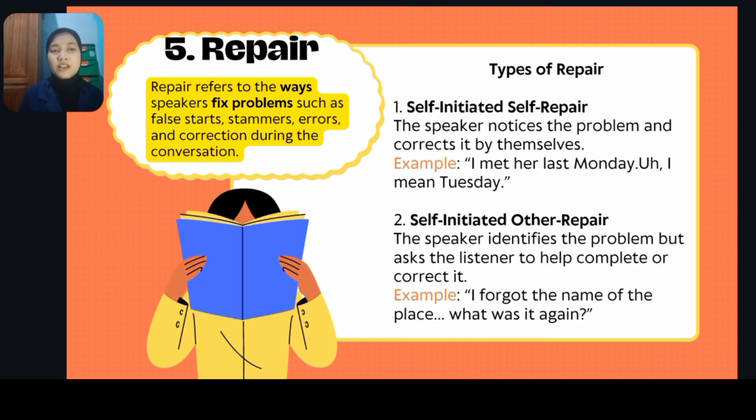For example, "I met her last Monday. Tuesday." And the second is self-initiated other repair. In this type, the speaker identifies the problem but asks the listener to help complete or correct it. For example, "I forgot the name of the place. What is it again?"